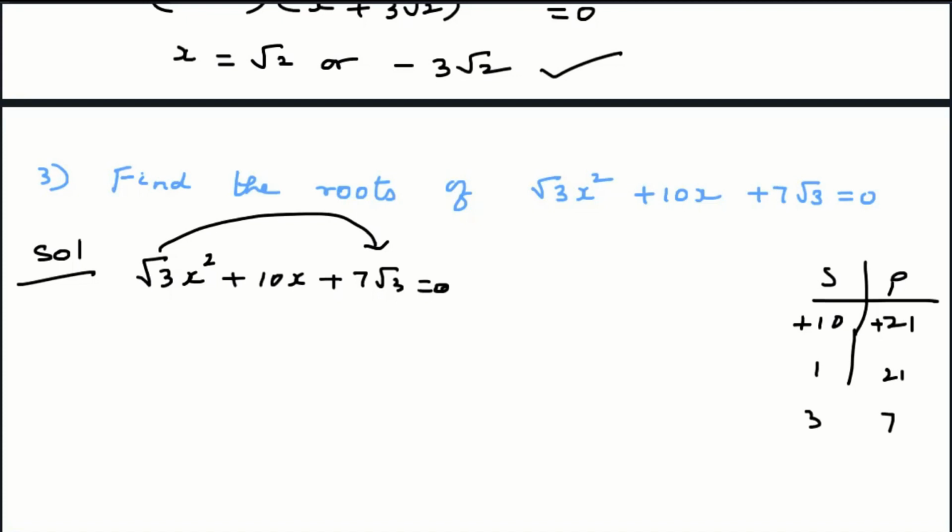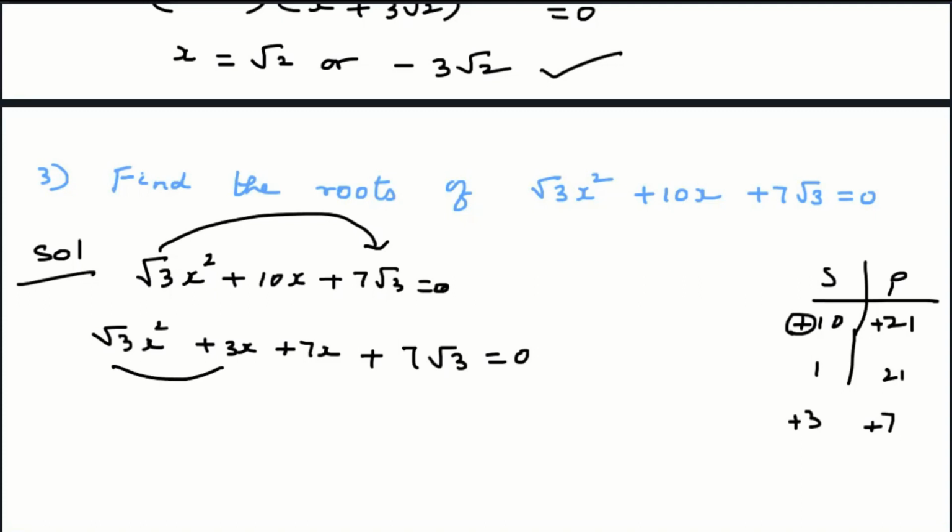So the product is positive, so both the numbers should have the same sign. Either both should be negative or both should be positive. And here what is the sum's sign? Plus 10, so both carry the positive sign. So this is root 3x square plus 3x plus 7x. So this 10 is split as 3 plus 7 root 3 equal to 0.